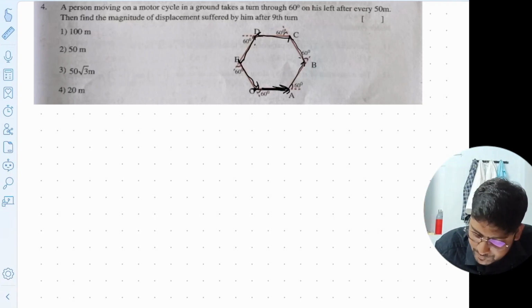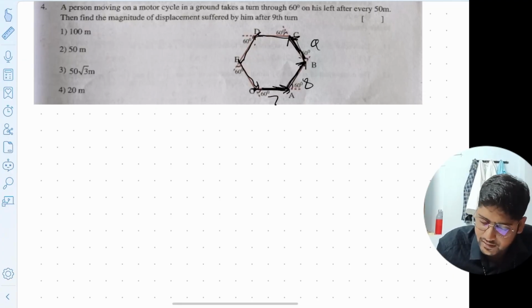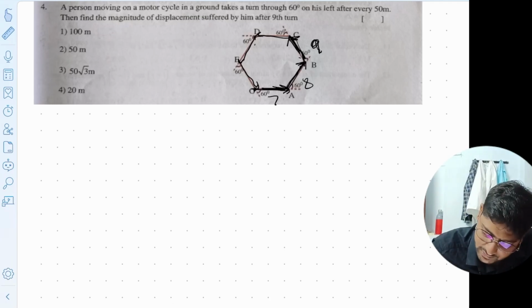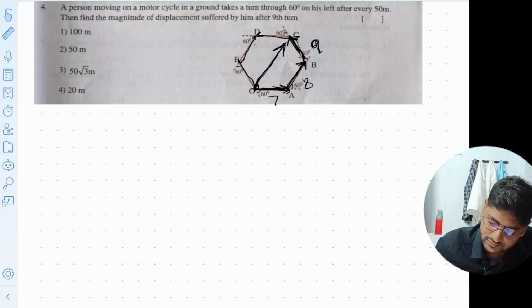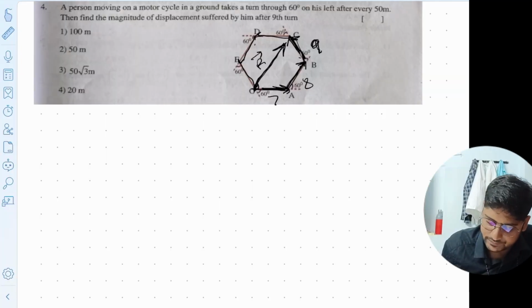Again, the seventh turn will be OA, the eighth turn will be AB, and the ninth turn will be BC. Okay, this is the seventh turn, eighth turn, ninth turn, and after the ninth turn we have to find the displacement. Displacement will be from the initial position to the final position. That vector is our resultant vector.